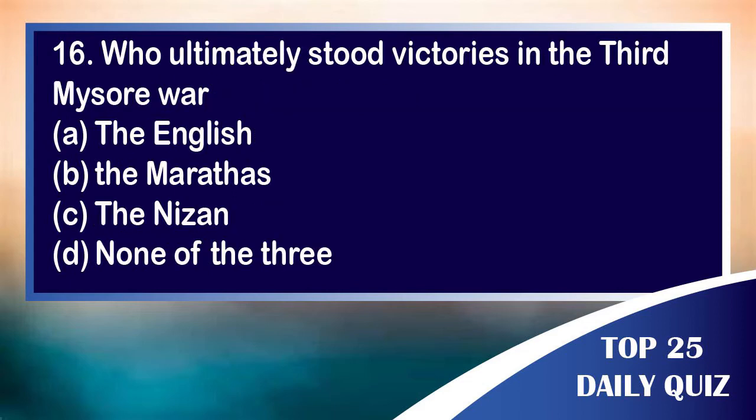Question 16. Who ultimately stood victorious in the Third Mysore War? Option A, the English. Option B, the Marathas. Option C, the Nizam. Or option D, none of the three. The correct answer is option D, none of the three.